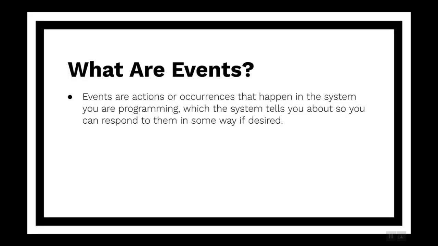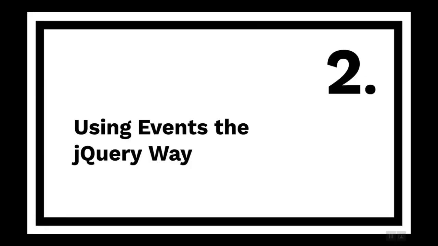So what are events? Events are actions or occurrences that happen in the system when you're programming, and the system tells you about it. For example, consider you're checking out on Amazon and you have filled in your card details. When you select pay now, an event is raised. That means the form has been submitted by the user, and based on that event, the system has to perform a certain number of steps. So this is how events are used.